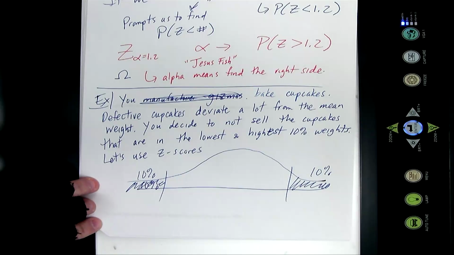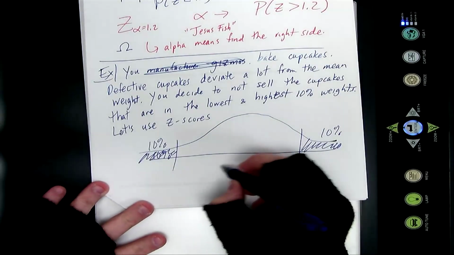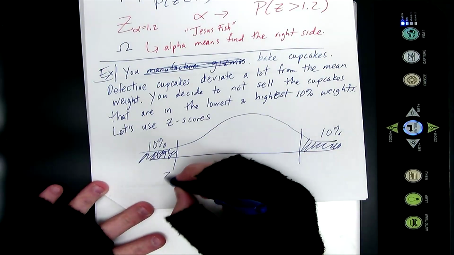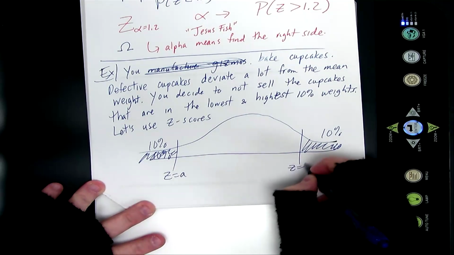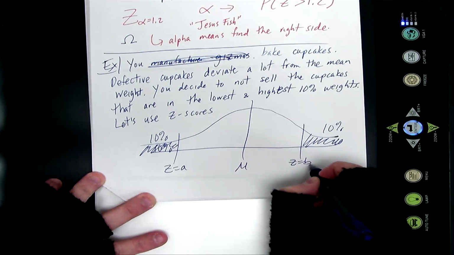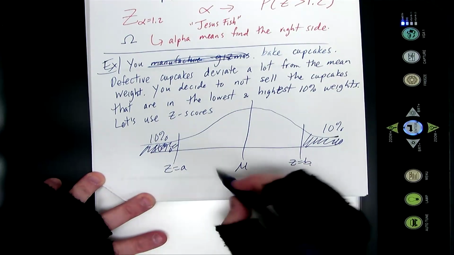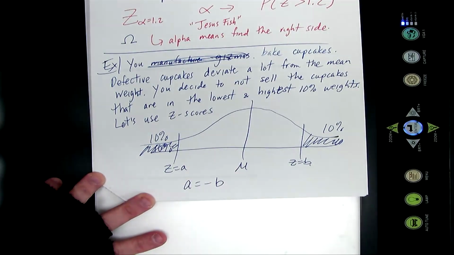That looks like shit, that doesn't look like 10% on either side the way it is, but it's enough to go by. So this looks like we're looking for the Z-score here. Say that equals A, this one equals B. Since it's symmetrical, these should be equal and opposite, like A should equal negative B. But let's show you how to do this in StatCrunch.